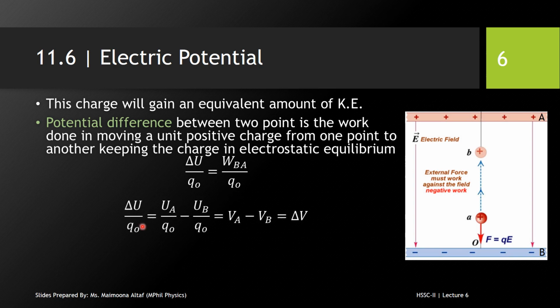So, simply solving this, delta U, which we had equal to UA minus UB, will be equal to UA divided by Q naught minus UB divided by Q naught. The change in potential energy per unit charge is equal to the potential difference, which will be VA minus VB, equals delta V. So the potential difference can be defined as the work done in moving a positive charge from one point to another point while keeping the charge in electrostatic equilibrium.